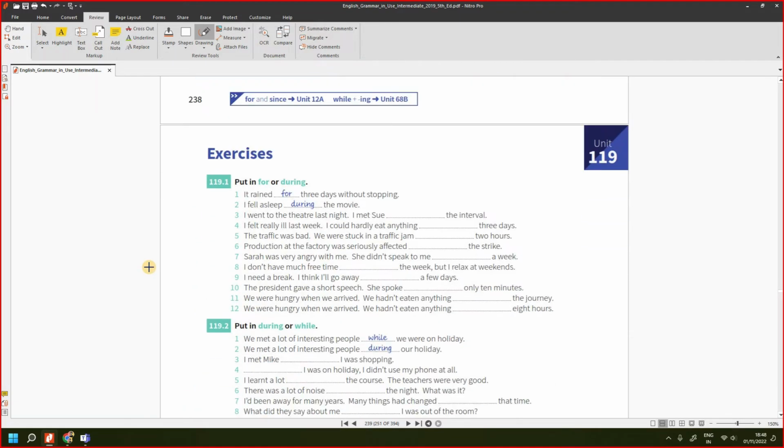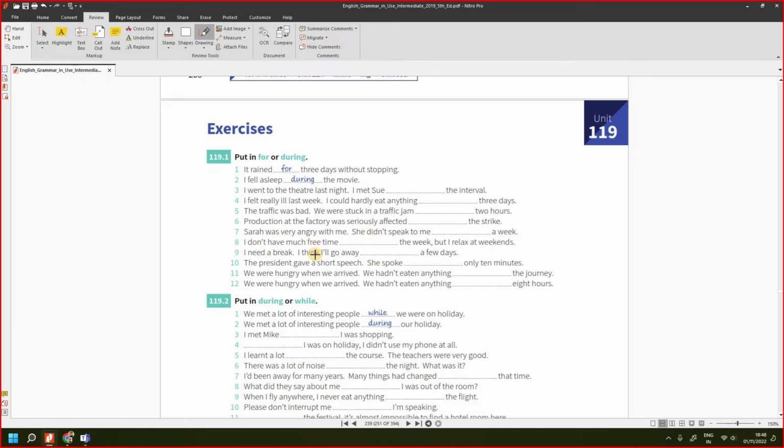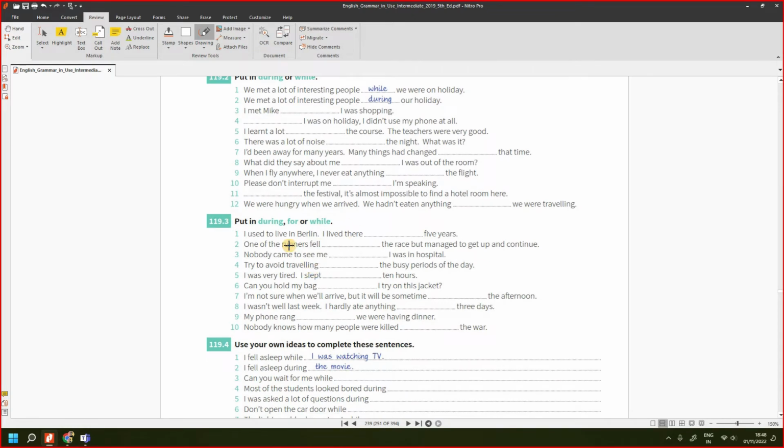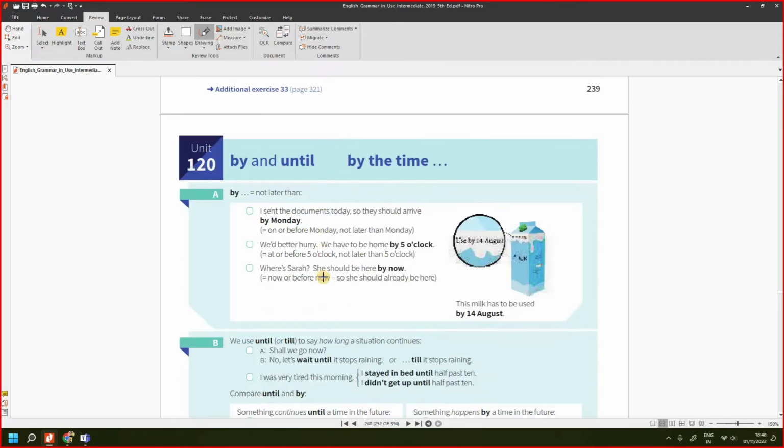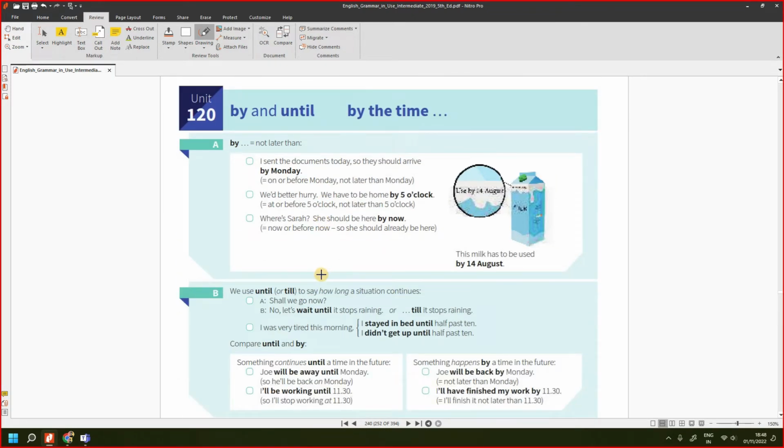Now we'll see there are exercises. If you want, I'll give this book to you. You can have a copy and you can read it. You can try all these exercises also. This is a very famous book, called Raymond Murphy's English Grammar in Use, and it's very famous. I think you would be having this book.